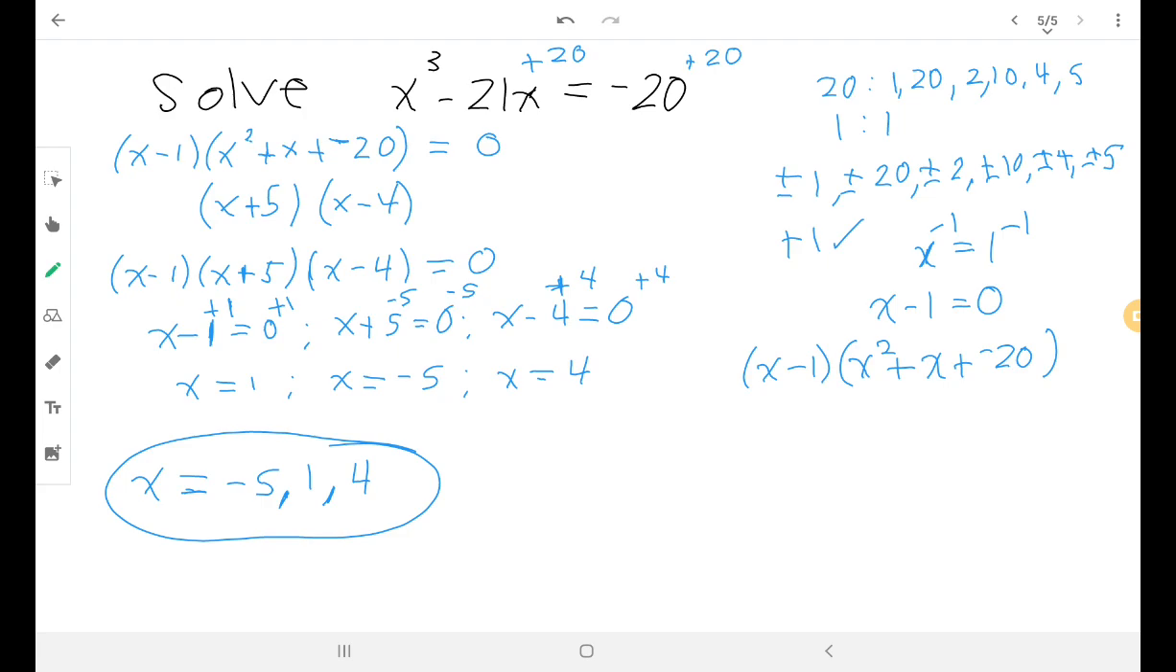So if you plug in all three of those for x, any one of those for x, you'll come out with a true statement there at the top. Okay?